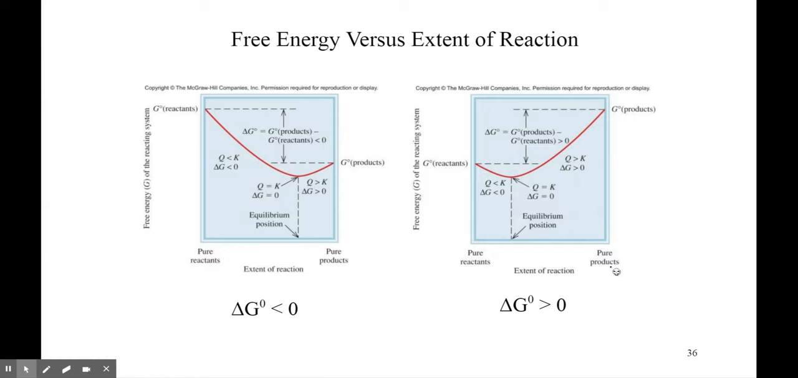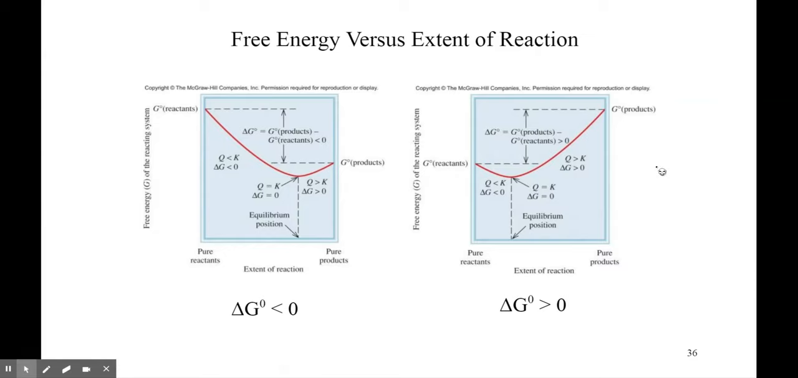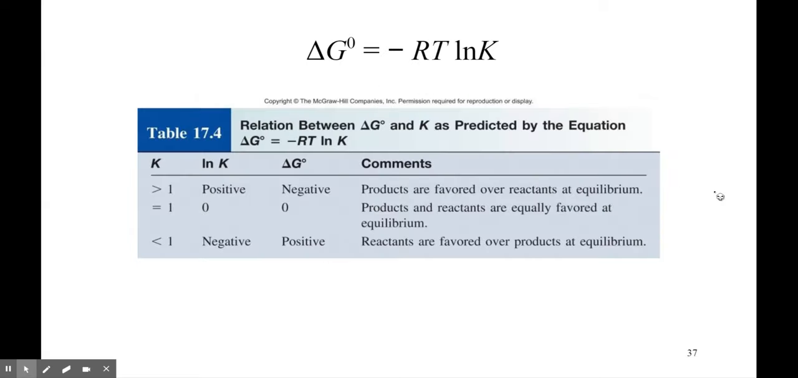Again, under this situation, we would say it's not spontaneous, or it would be spontaneous in the reverse. So what we call products here would be reactants going to the products. I don't really care for these graphs. Yeah, there's a whole lot going on. Again, you can see the bottom point is the equilibrium position where Q is equal to K, so it's reached equilibrium, or delta G is equal to zero in both cases.